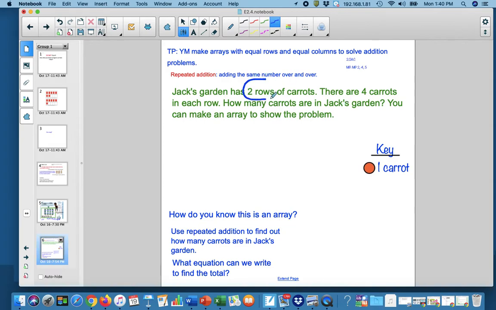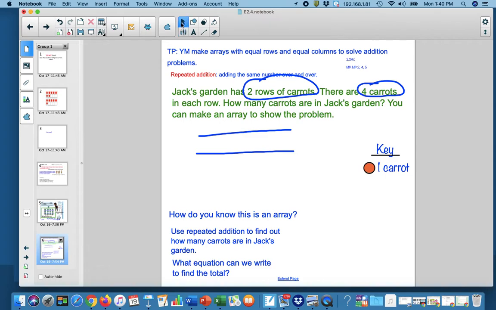So now we know we have 2 rows of carrots, and in each row there are 4 carrots. So now I'm going to draw my 2 rows. 1, 2. And now I'm going to take my carrots, which are my counters, and I'm going to put 4 in each row. 1, 2, 3, 4, and then another 4 in the second one. 1, 2, 3, 4.